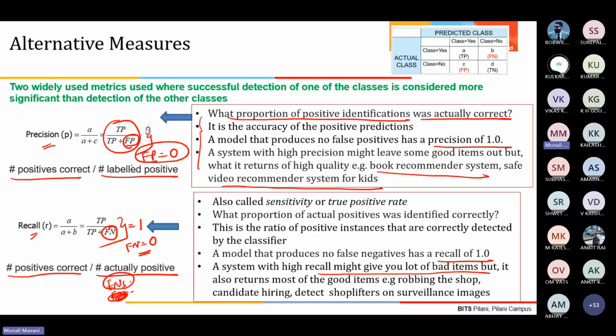So this is the difference between recall and precision. What proportion of actual positives were identified correctly? It is very difficult to achieve both high. Once we try to achieve high precision, the recall can be reduced. If we try to achieve high recall, precision can be reduced.